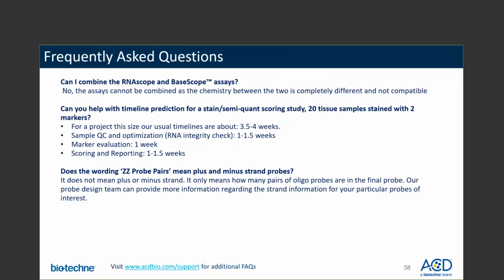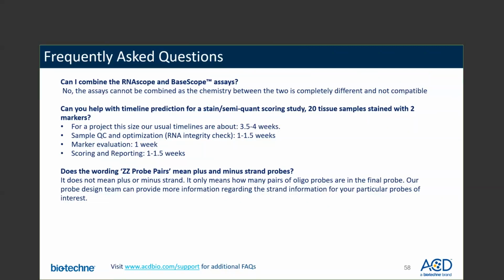Also, there were a few questions with respect to our timelines. What we have shared with you is just a timeline where 20 tissue samples can be stained with 2 or 3 markers. For a project this size, our usual timelines are about 3.5 to 4 weeks. The first part, or phase 1 for sample QC and optimization, takes us about 1 to 1.5 weeks. During this time, we perform pre-treatment optimization, checking for the ER2 and protease and how well those work for the best signal-to-noise ratio establishment.